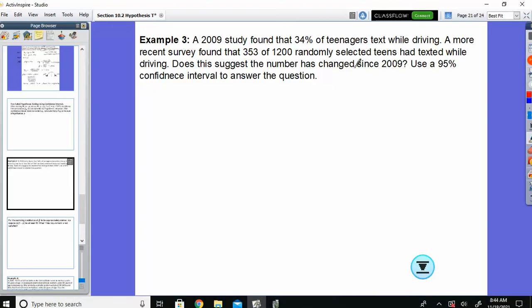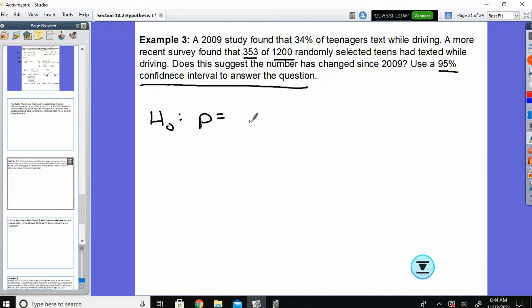So a 2009 study found that 34% of teenagers text while driving. A more recent survey found that 353 of 1,200 randomly selected teens had texted while driving. Does this suggest the number has changed? Use a 95% confidence interval to answer the question.